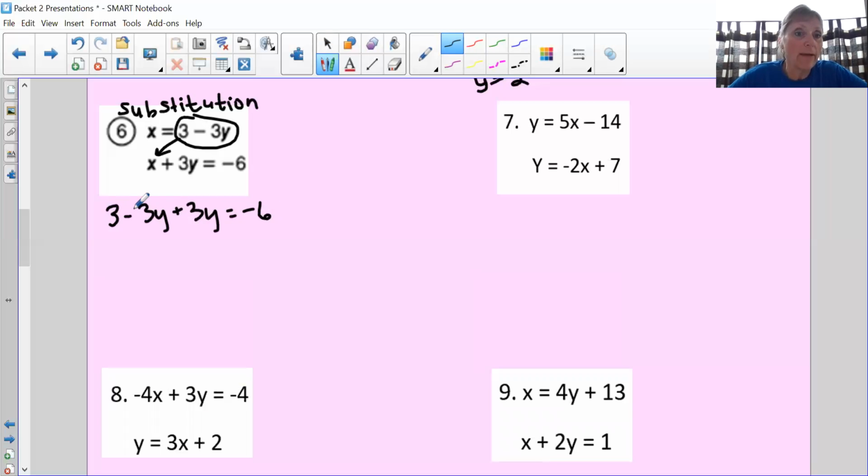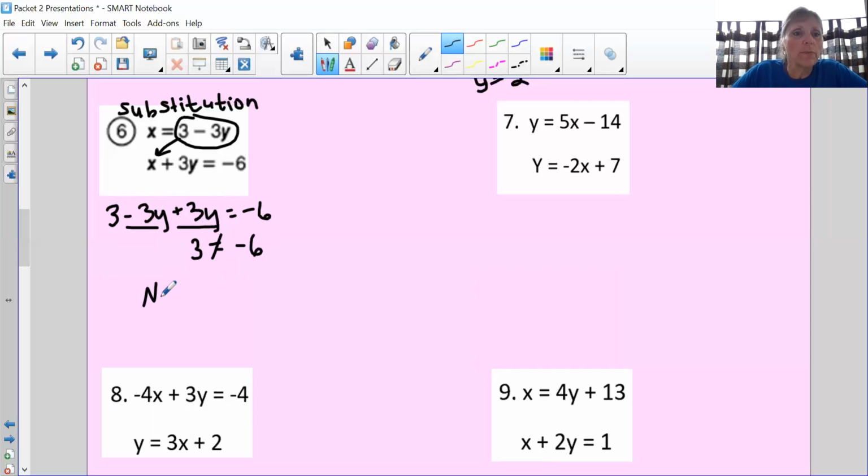I have a number and 2 variables, so I'm going to combine those. If you say -3 plus 3, you get 0. So basically, this is saying that 3 equals -6, which is not possible. So I'm going to mark that out. We've seen this before a long time ago: if you ever have a number that doesn't equal another number, then the answer is no solution.